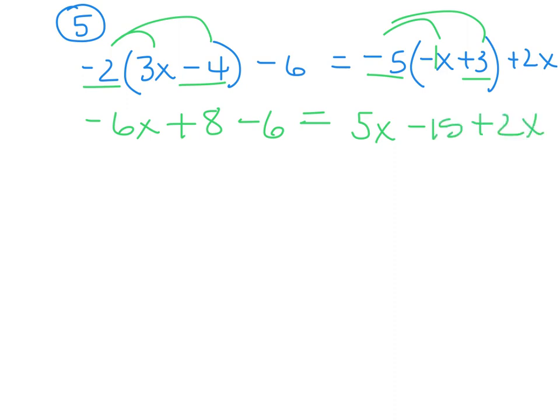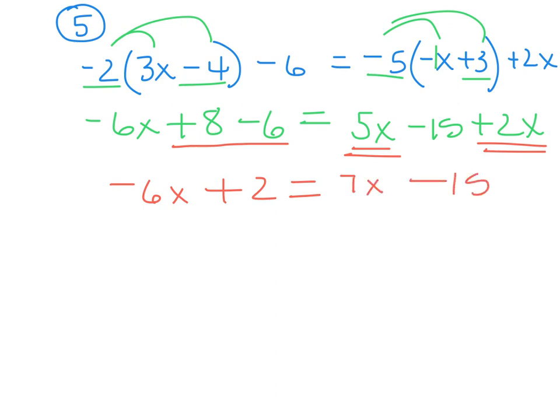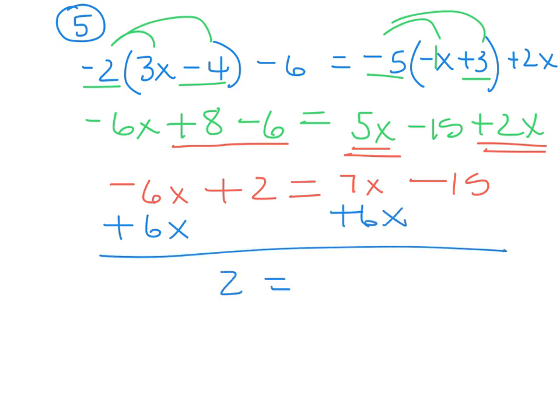Okay, next step in an equation is combine like terms on the same side. So I have a positive 8 and a negative 6, that gives me a positive 2, so I have negative 6x plus 2. On the right hand side, I have a 5x and a positive 2x, that gives me 7x minus 15. Okay, next step, I need to move the variables to one side. You can go to either side. I'm going to add 6x to both sides. And you get 2 equals 13x minus 15.